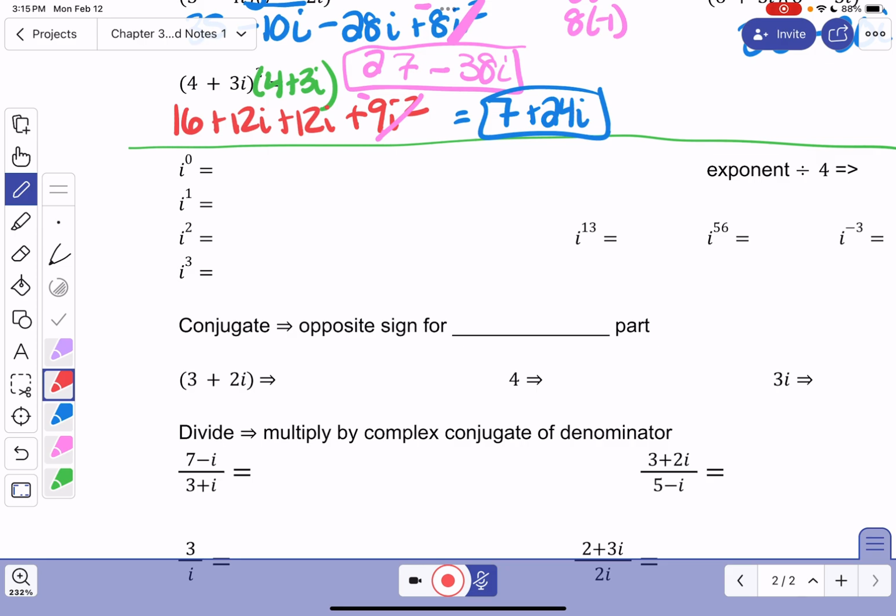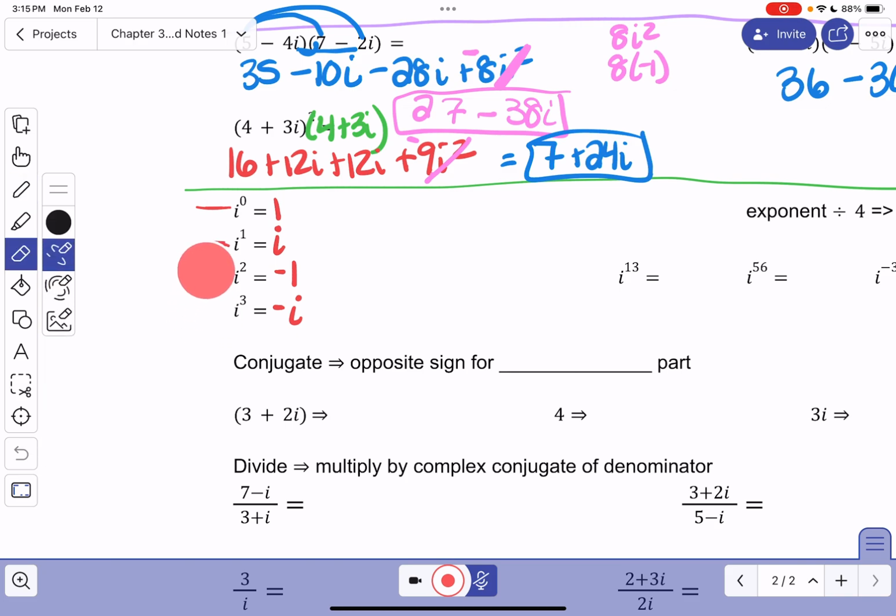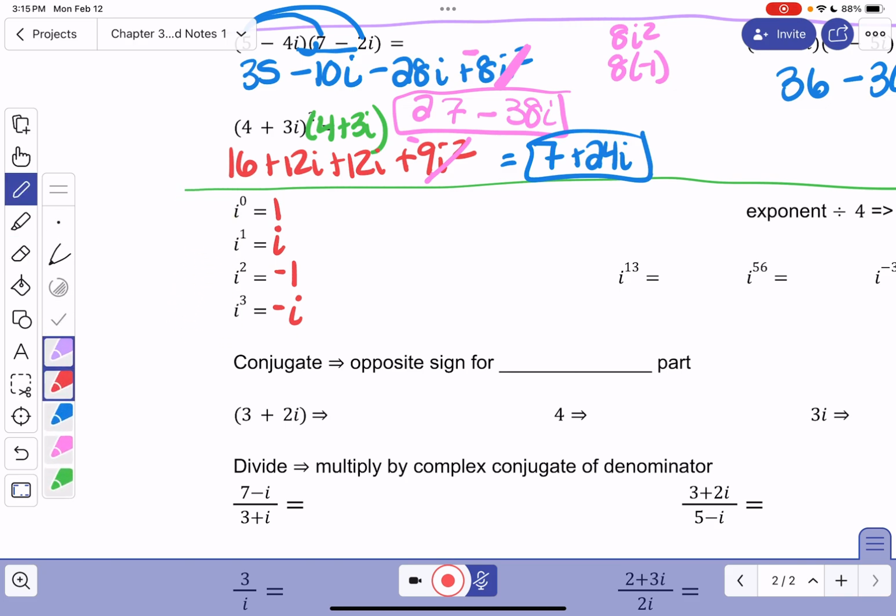You can reduce i so that it always is either a 1, a negative 1, an i, or a negative i. Anything to the 0 power equals 1. Anything to the first power equals itself. i squared by definition is negative 1. And then i cubed would be i squared times i, so you would get negative i. And this pattern would continue forever. i to the 4th, 5th, 6th, 7th, 8th, 9th, 10th, 11th, and so on and so forth. So they'll always reduce to one of these.